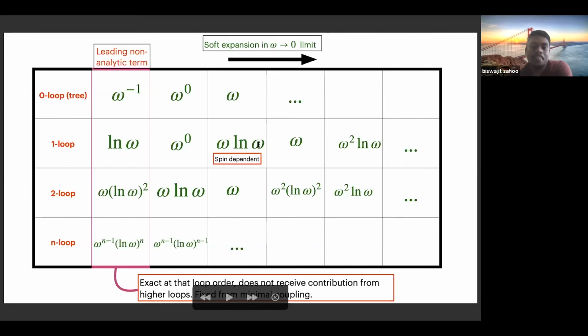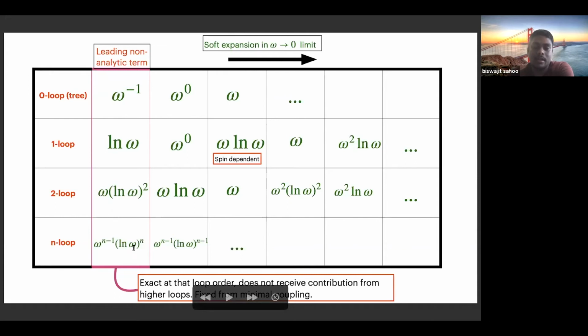And also then you can analyze two loop, and the leading non-analytic piece turns out to be omega log omega square, and then there are other kinds of terms which cannot be fixed because of the scaling which fixes the omega log omega.